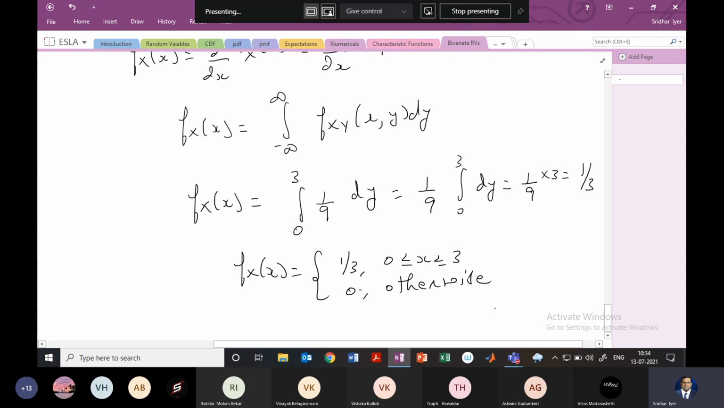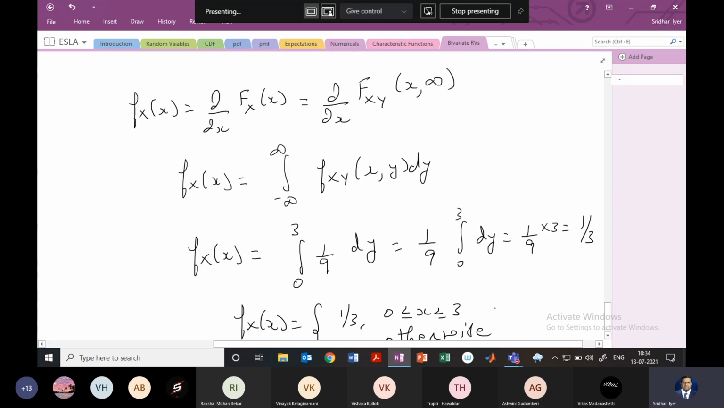Now, looking at this, I don't know if you have got the value. Looking at this, can you find the value of fy of y? Anybody? Let me know what value of fy of y you get. 1 by 3. Follow this.